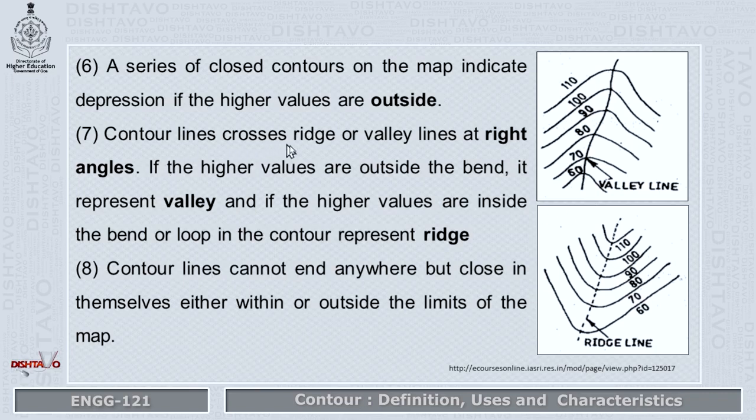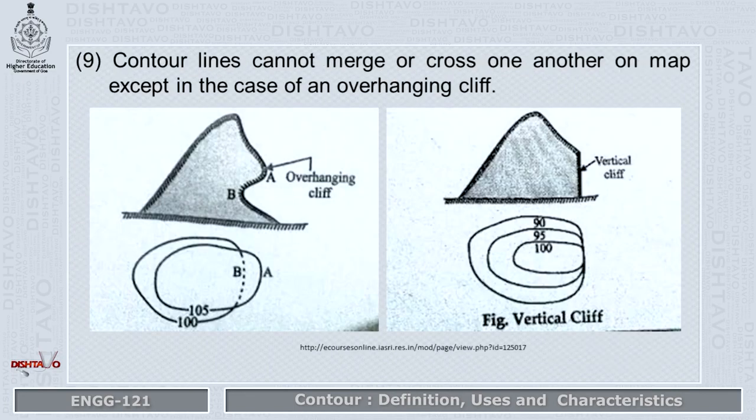Contour lines cross ridge or valley lines at right angles, as shown in this diagram. If the higher values are outside the bend, it represents a valley. So here the higher values are outside the bend, so it is a valley. And if the higher values are inside the bend, then it is a ridge, as shown in this diagram. Next characteristic: contour lines cannot end anywhere, but close upon themselves either within or outside the limits of the map. So these are the important characteristics.